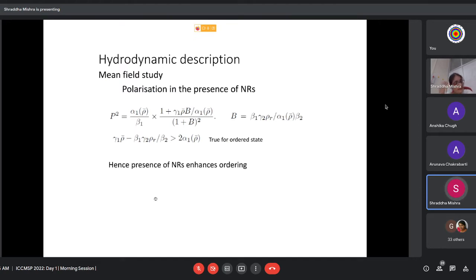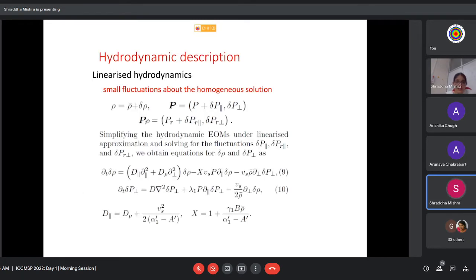The gamma 1 and gamma 2 are the two couplings. We calculated the order parameter in the system in the presence of these rotators. If no obstacle is present, then in the mean field analysis the result will simply be alpha 1 by beta 1 p square. But when the obstacle is present, we found a number here which is positive and greater than 1. That shows that the order parameter is enhanced in the presence of these non-quench rotators, which we have seen in our numerical simulation. Even this mean field analysis gives enhanced ordering.